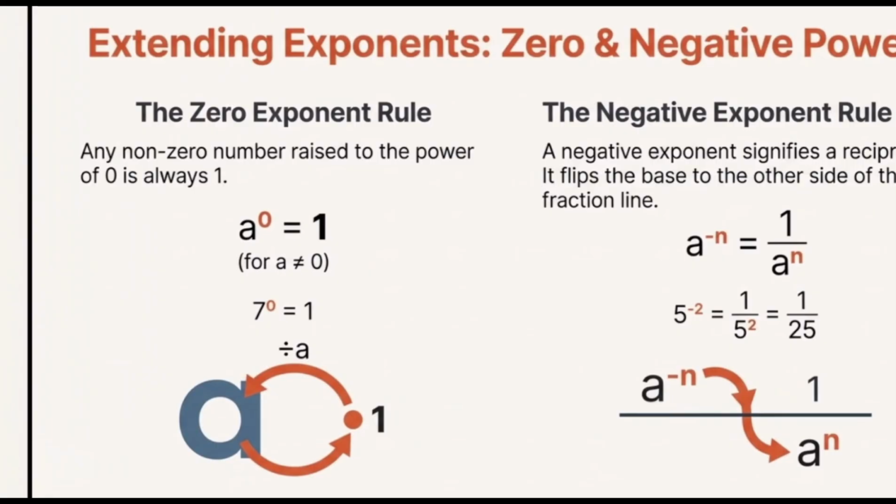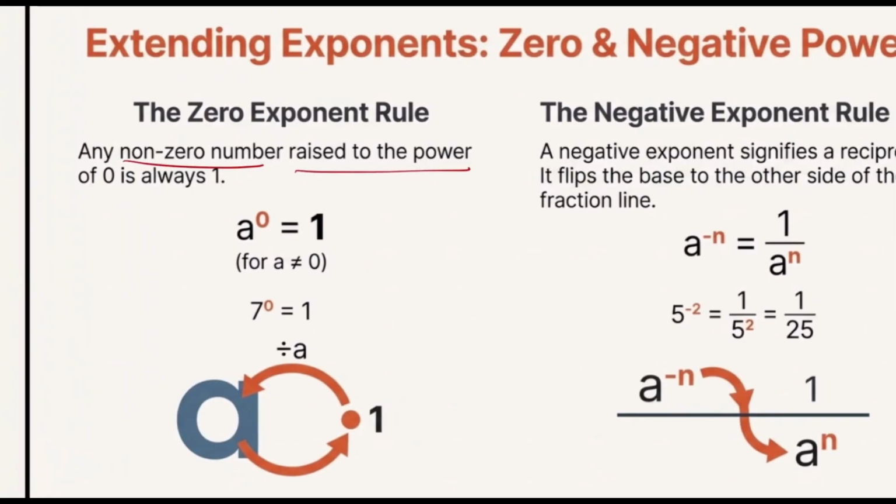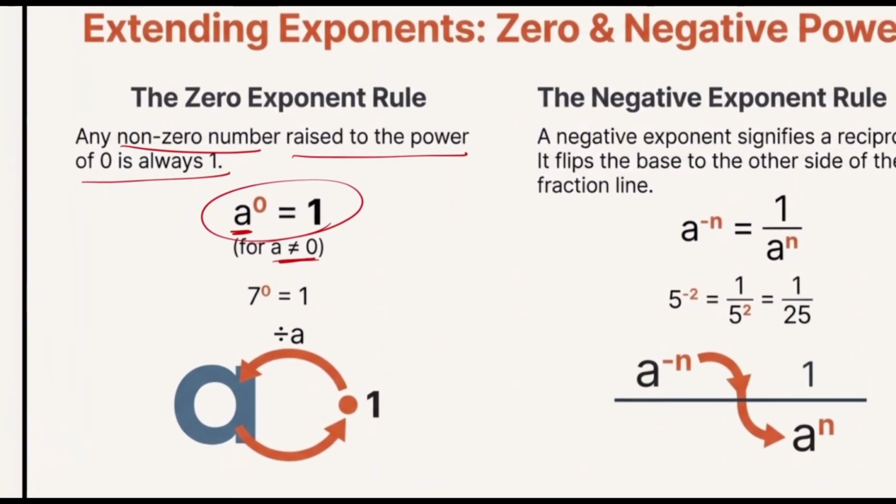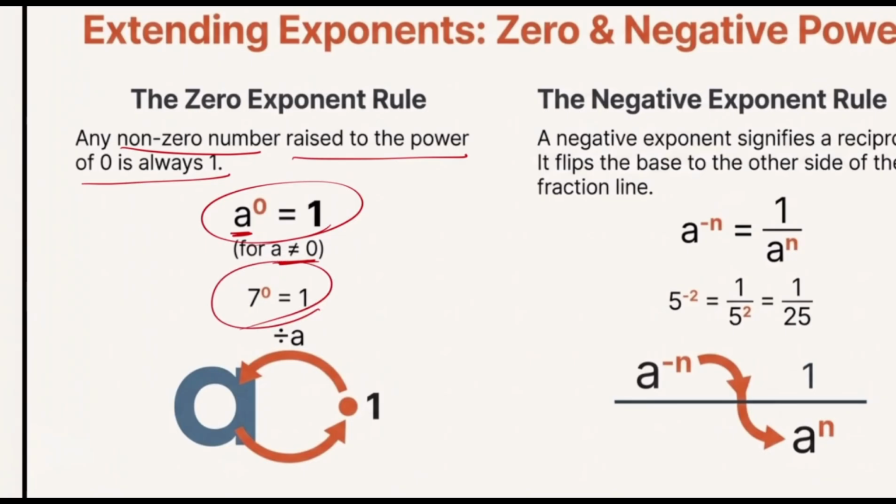What does that mean? Any non-zero number raised to the power of 0 is always 1. It means that whatever number you have, it doesn't matter if it is negative, real, or a fraction, whatever number you have to the power of 0 is going to be 1 itself, unless that number is 0 itself. So that is another scenario we don't talk about. For example, 7 to the power of 0 is 1 itself.